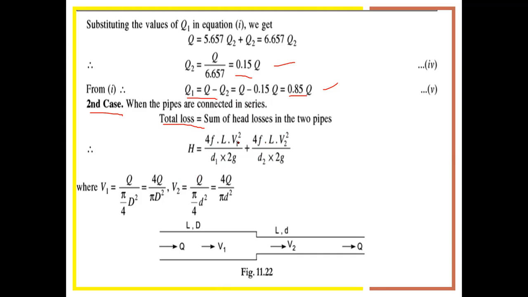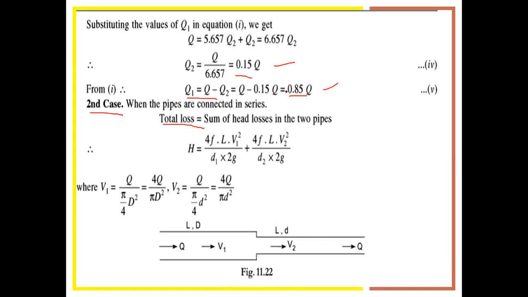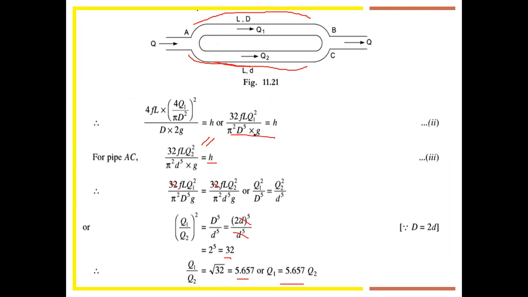Now what is the next thing? We know V1 is equal to Q by A, V2 is equal to Q by A. Substituting these values here, the V1 value and V2 value, if you substitute, the calculations will be totally different. So what's happening here? Q1, Q2, Q exiting outside. Therefore, for the H value, substitute in this. After substituting and simplifying, we get H is equal to so and so. Now from equation 2, substitute here. What is equation 2 here? So equation 2.